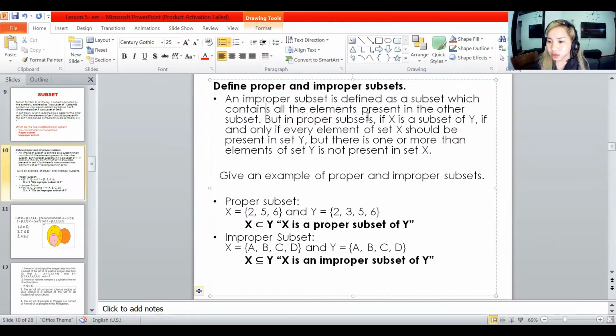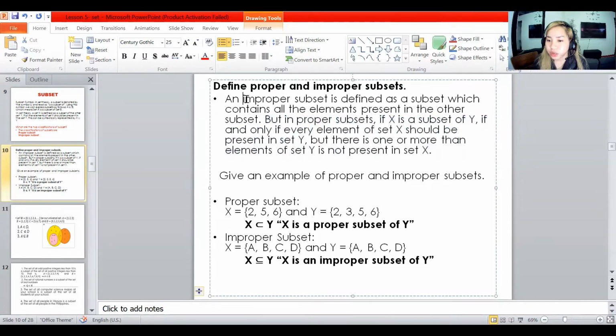But in proper subset, X is a subset of Y if and only if every element of set X should be present in set Y, but there is one or more elements of set Y that are not present in set X. Dito naman po sa proper subset natin, kapag po yung elements ni X is present dun sa Y, ibig sabihin proper subset siya. Pero, kailangan po, may mga elements po na hindi present kay X. May mga pasobrang elements si Y na hindi present kay X. Doon lang magiging proper subset.